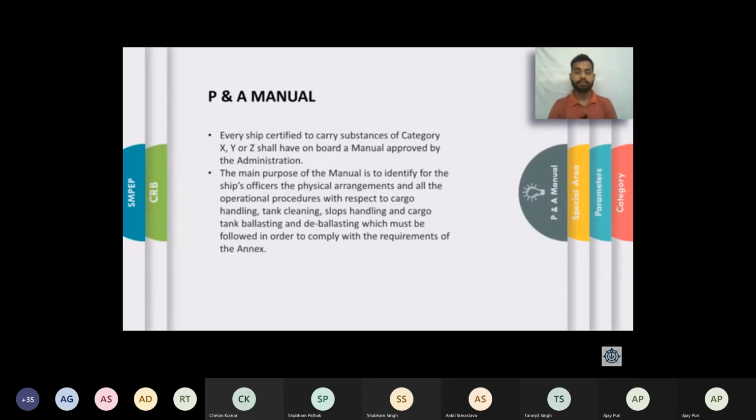Now, as per Annex 2, every ship which is carrying noxious liquid substances in bulk and complying with Annex 2 of MARPOL needs to carry a P&A manual, which is the procedures and arrangements manual, approved by the administration. What is the main purpose of this manual? This procedures and arrangements manual contains some important guidelines and the operational procedures which need to be followed during cargo handling, tank cleaning, slop handling, and cargo tank ballasting and deballasting operations.